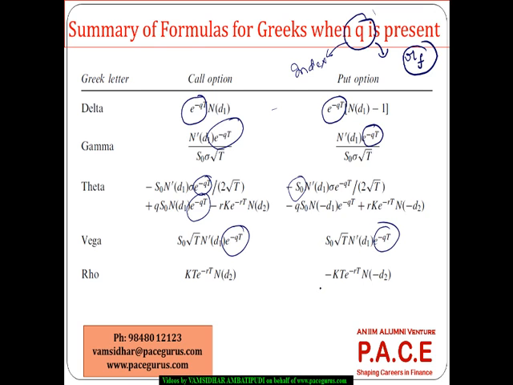So the same logic I can apply even for currency as well, because instead of Q, I can replace that Q with RF, which is the foreign risk-free rate.